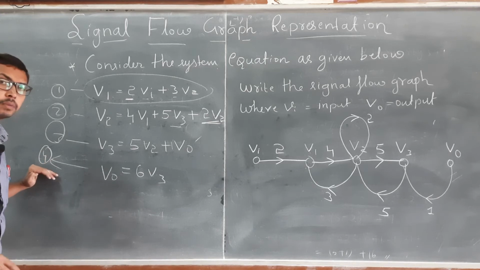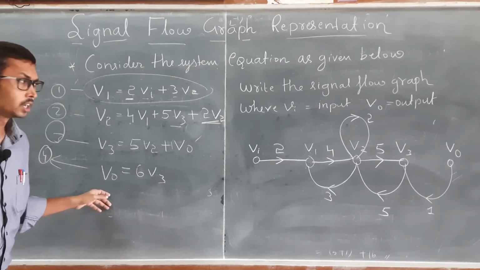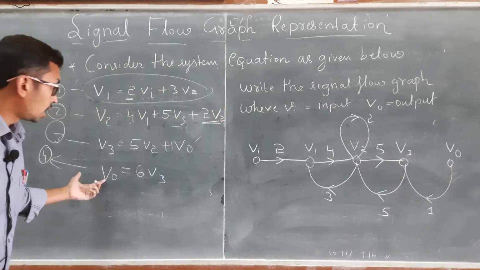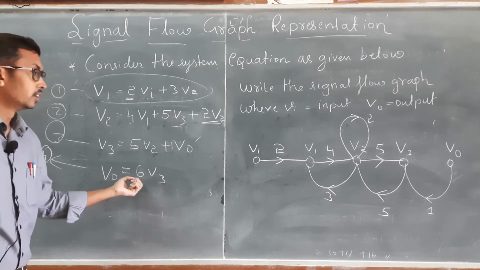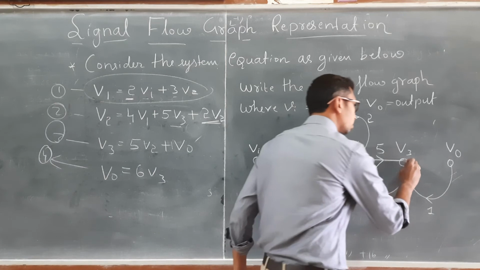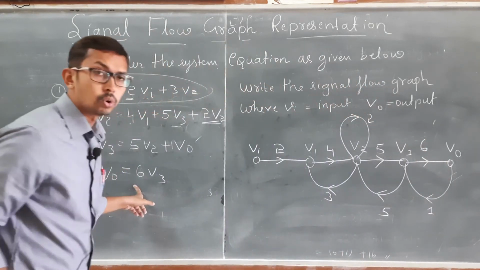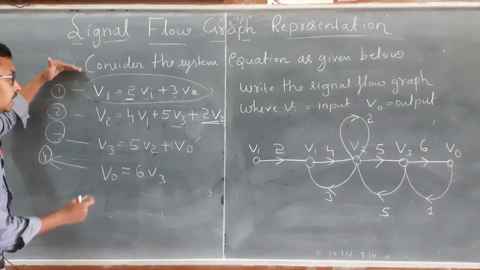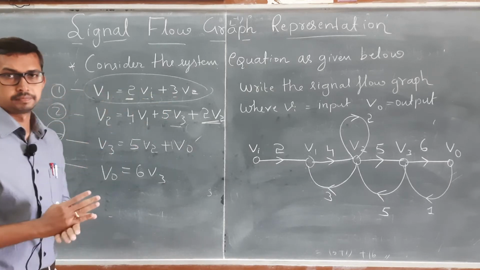Now what is equation number 4? V0 is equal to 6V3. V0 is getting the signal from V3 with a branch gain of 6. So the branch gain is 6. V0 is equal to 6V3. So there are 4 equations which represent the system.